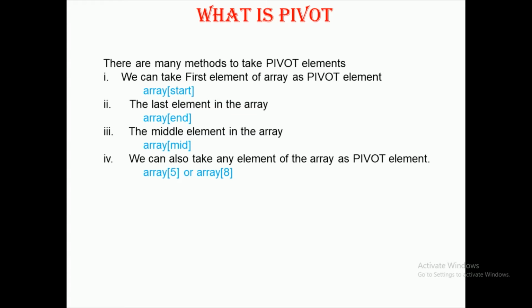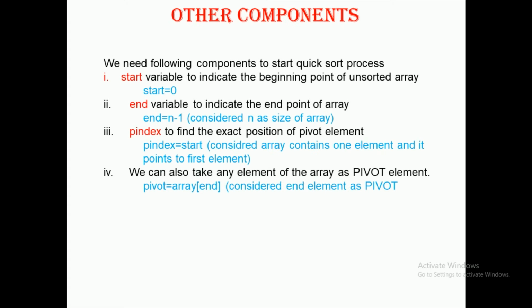What are the other components needed? We need the start variable to indicate the beginning point of the unsorted array. We will take start as 0. And the end variable to indicate the end point of the array.